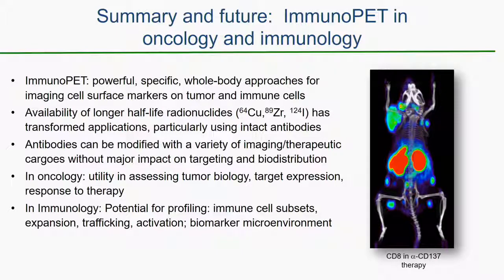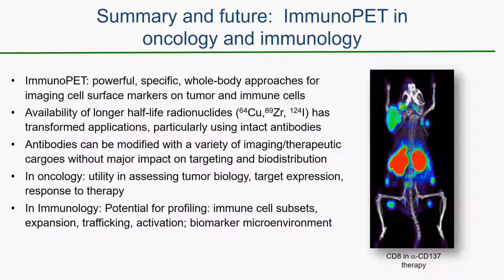So I'd like to summarize here and hopefully show you that immunoPET does provide a powerful, specific whole body approach for imaging cell surface target markers on tumor cells and immune cells. I will point out that I've talked a lot about engineered antibody fragments, but I do want to point out that because of the availability of zirconium-89 and I-124, many groups worldwide are now able to just take intact, FDA-approved therapeutic antibodies, radiolabel them with zirconium-89, and do immunoPET studies. So that really has opened up this technology to a much broader number of laboratories and nuclear medicine facilities to start using antibodies on a more routine basis for cell surface imaging.